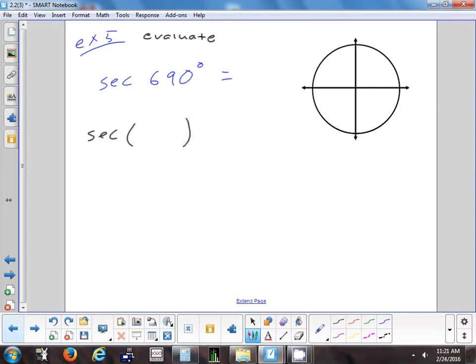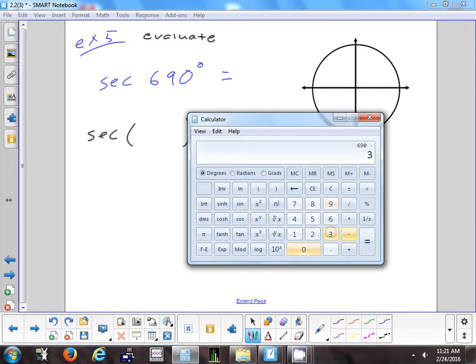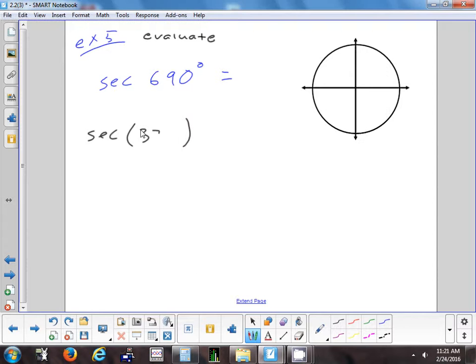Secant 690. Sydney, what would be my first step there? Yeah, just take 690, subtract 360, that's 330. 330 is a multiple of what number? 30. Okay, so when you sketch this, it's going to be the 30, 60, 90. So you should be thinking in your head numbers like 1/2 and root 3 over 2. There's 360, if you go all the way around. There's 330, just a little bit before 360.